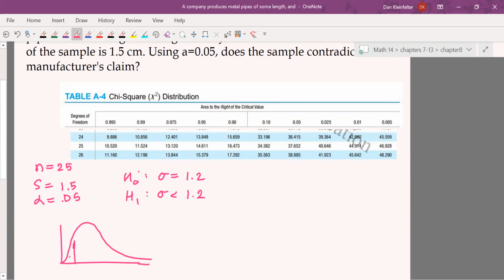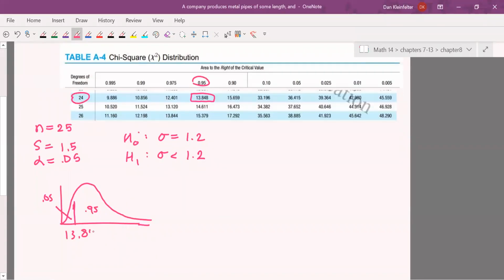Our alpha is 0.05. Our area to the right is 0.95. Our degrees of freedom is 24. Area to the right, 0.95, 13.848 will be our critical value. Test statistic. Okay, so let's see if we get something more or less than 13.848.